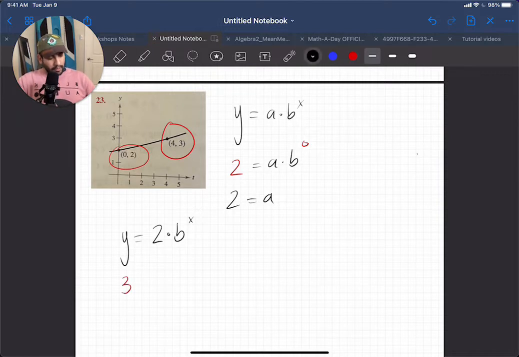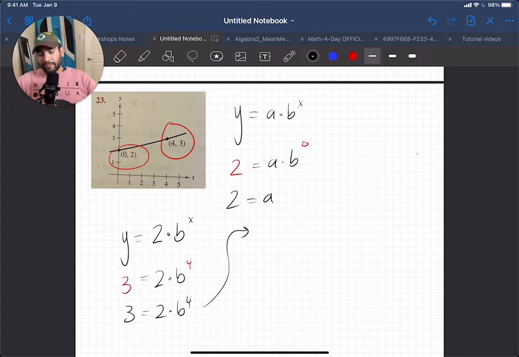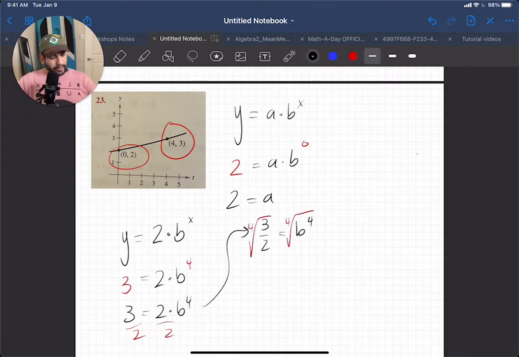We have 3 equals 2 times b to the power of 4. It's kind of ugly, to be honest, but it is what it is. Let's divide the 2 to the other side. It gives me 3 halves equals b to the 4th. And now I need to isolate the b variable, so I'm going to take this ugly looking 4th root of 3 halves. And that is the b value.